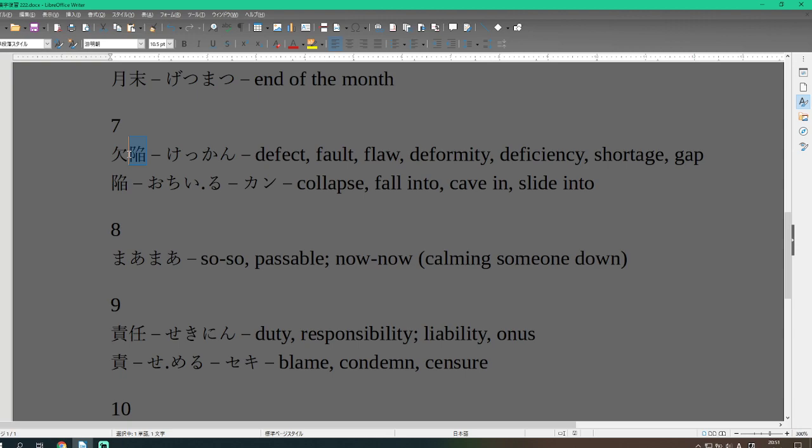We got a mound on the left side, a mound or a dam. And on the right side, we have a knife or a sword on top of the old days. This is kanji for single and day. So the day before, or in older times, cutting of a mound a day before. It's like something that was lost the day before, collapse or fall into. The mound that was cut the day before. So, ochiru or kan is collapse or fall into, with the mound that was cut the day before.